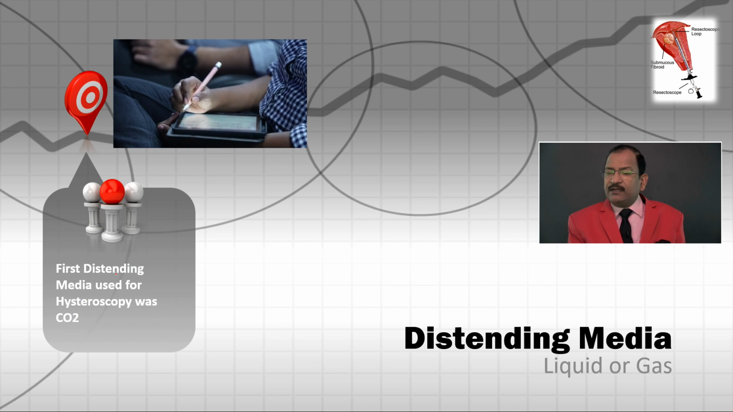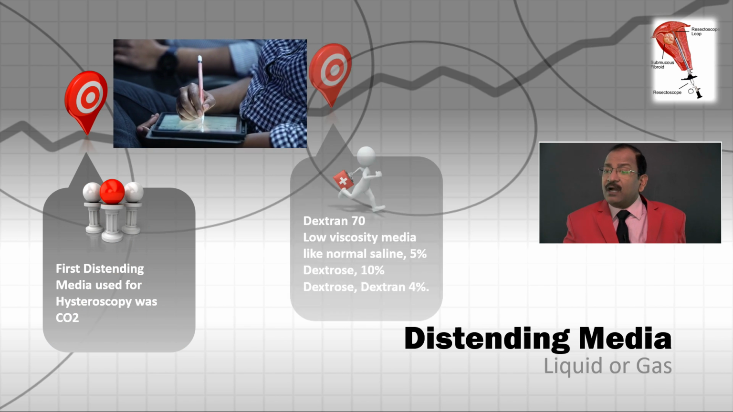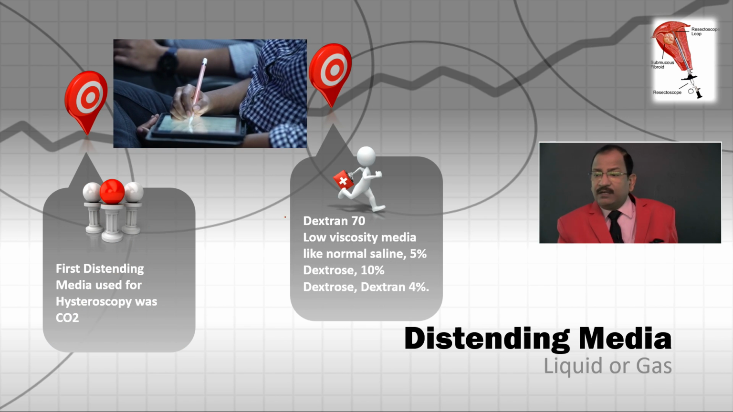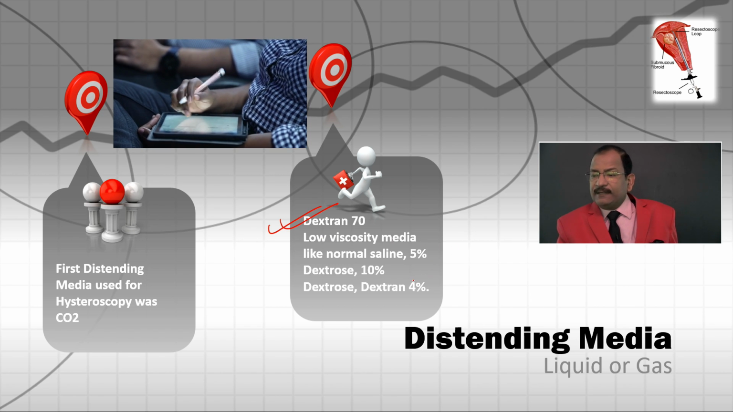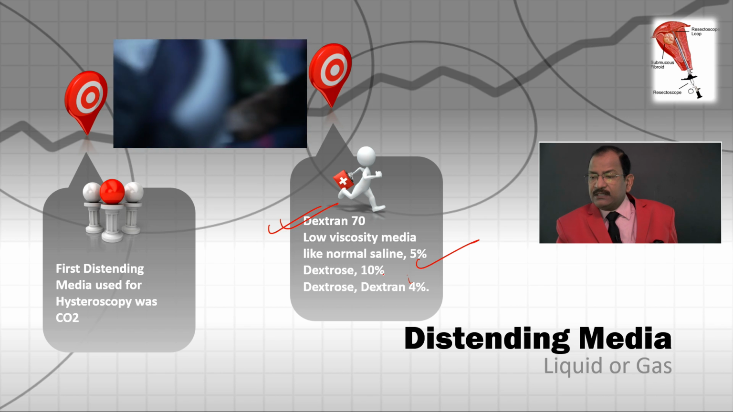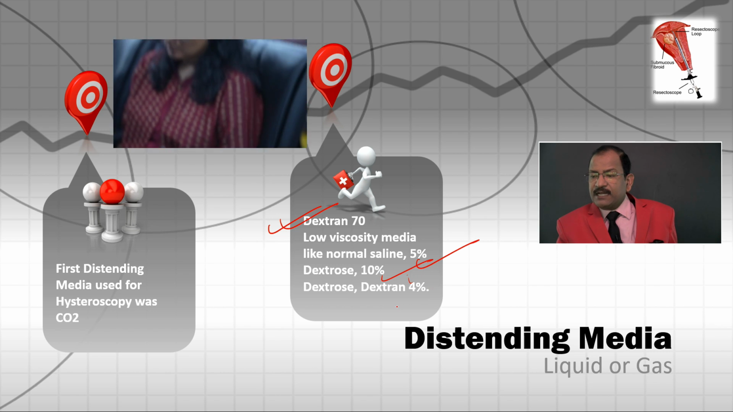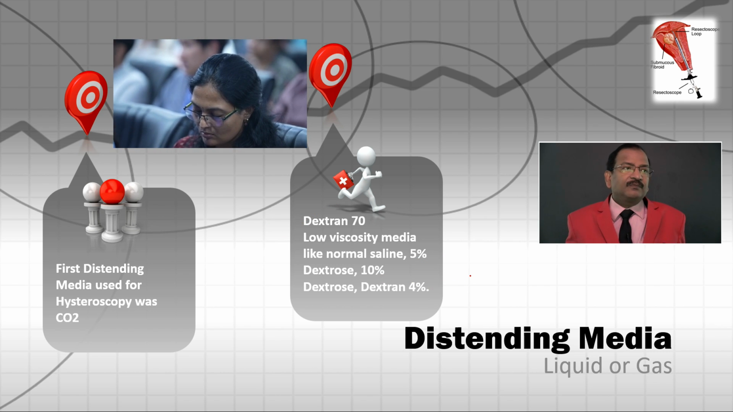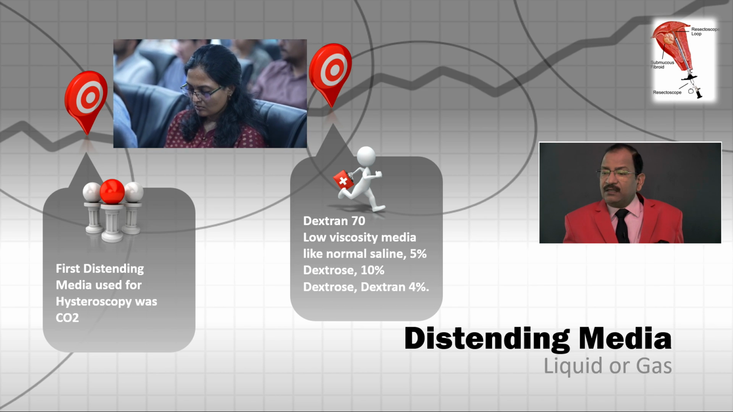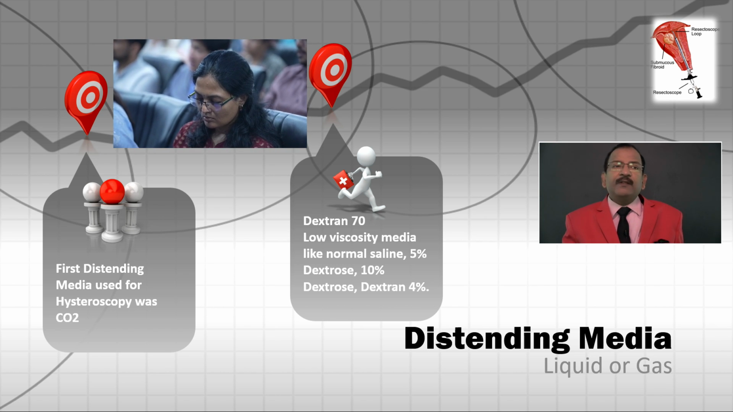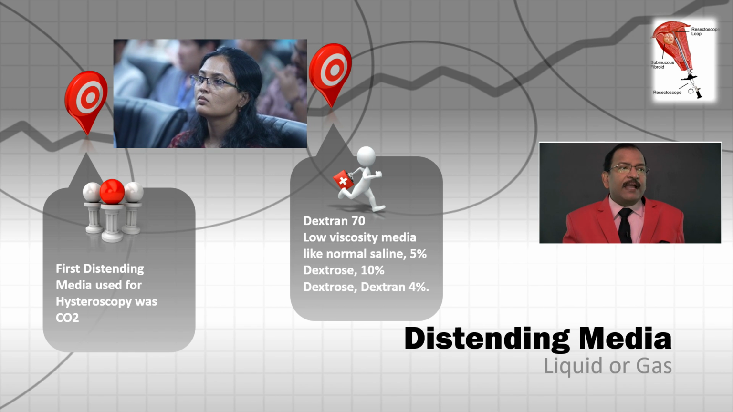After that, gynecologists started developing other fluids: dextran 70, and low viscosity media like normal saline, 5% dextrose, 10% dextrose and 4% dextran. Dextrose and dextran are very good for diagnostic use, but for operative use there is a problem.